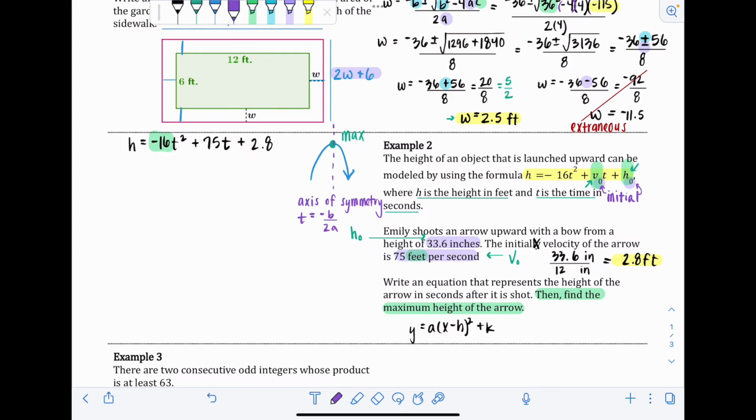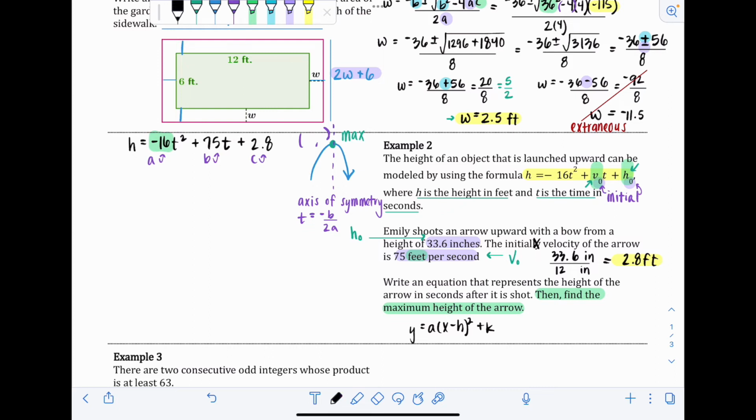And what that does is that gives us the first coordinate of the vertex. So that would normally be my x coordinate, but we have t's and h's here, so it's a little bit different. So I'm going to use that formula, and it's going to give me the first coordinate of my vertex. So it's the same a, b, and c as in normal standard form.